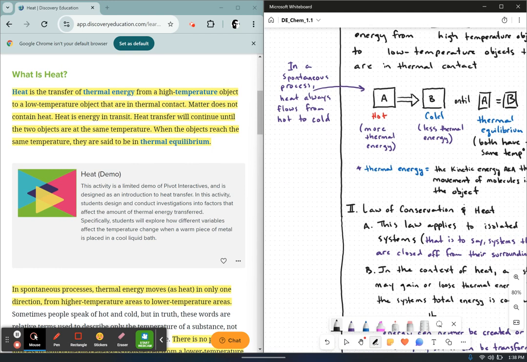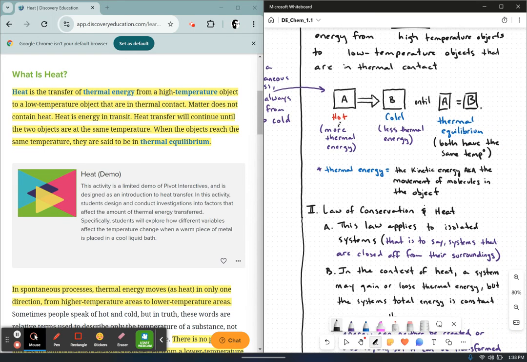Okay, so in spontaneous processes, spontaneous are things that happen with little energy input. They have enough energy to make it happen on their own. In a spontaneous process, heat always flows from hot to cold. So that's what we drew here in our picture. You have object A is hot and object B is cold. We'd say that the hot object has more thermal energy. That's to say that the kinetic energy, the molecules moving in the object, there's more movement in object A compared to object B. So the energy is going to flow from A to B until what? Until A and B are equal to each other, and that's called thermal equilibrium. Okay? Thermal equilibrium.